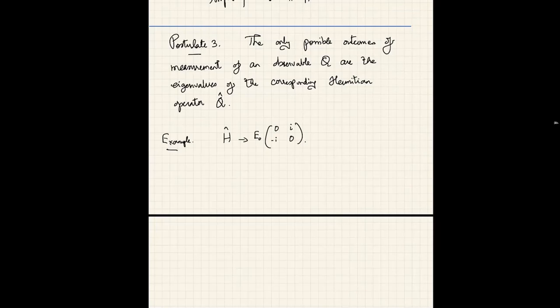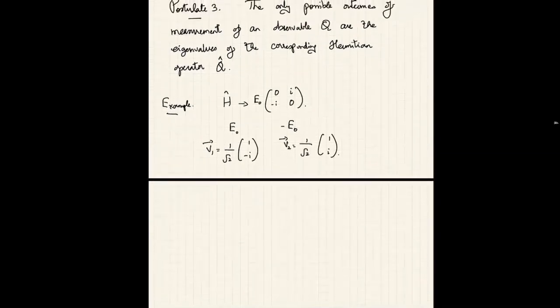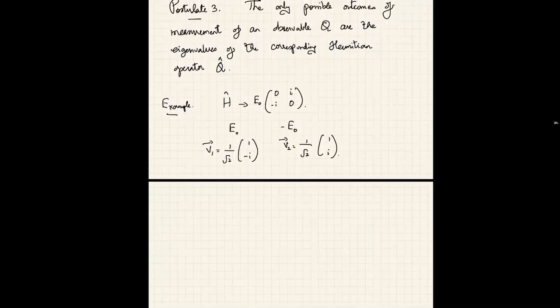You know that there can be two possible eigenvalues. What are the eigenvalues? The eigenvalues can be plus one or minus one, but since I've multiplied this by E0, there is a plus E0 and a minus E0. These are the two possible eigenvalues of this Hamiltonian operator. Now, the eigenvalue E0 has some eigenvector associated with it. I will call this eigenvector V1, which again you know to be 1 over root 2, (1, -i). And this is V2, 1 over root 2, (1, i). So these are the two eigenvalues and these are the two eigenvectors corresponding to this Hermitian matrix H, which measures the energy of a system.